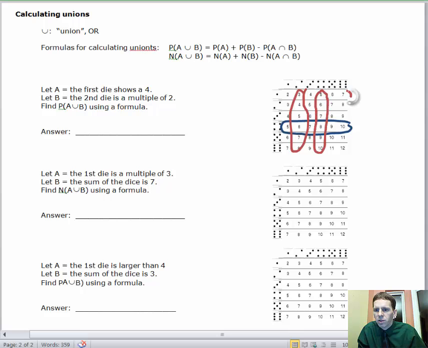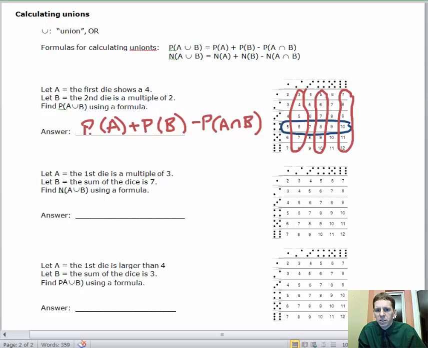Now, to calculate the probability of A union B, or A or B, we're going to look at 3 values here. We're going to look at the probability of A, the probability of B, and the probability of A and B. Now, we've already kind of talked about the probability of all of these values. The probability of A is basically what you see in blue here. There are 6 different ways that you could get a first die showing a 4. And I'm not going to reduce that. I'm just going to leave it as 6 over 36.